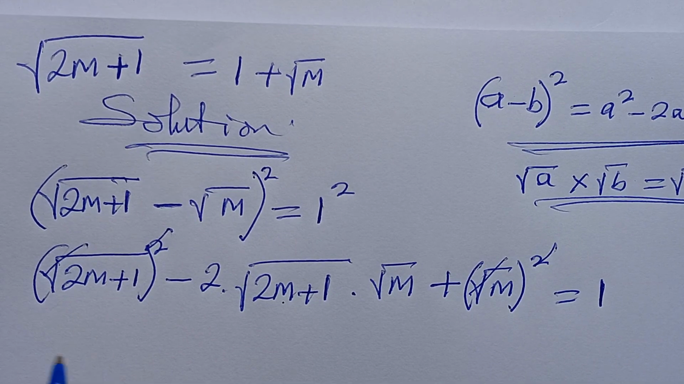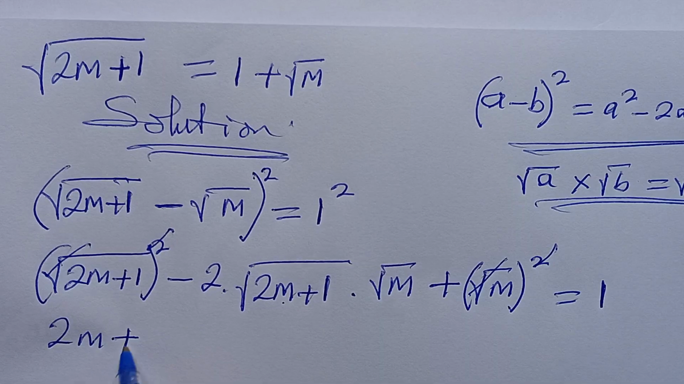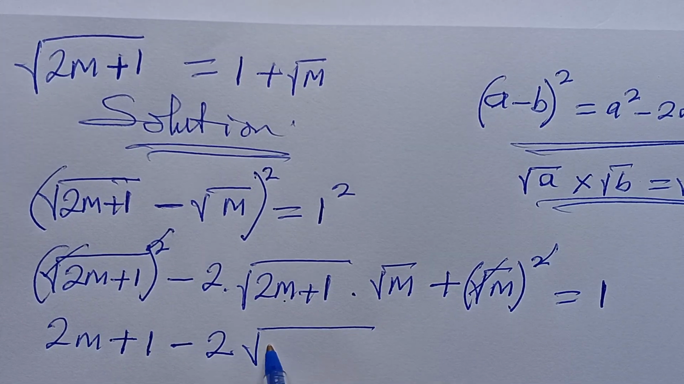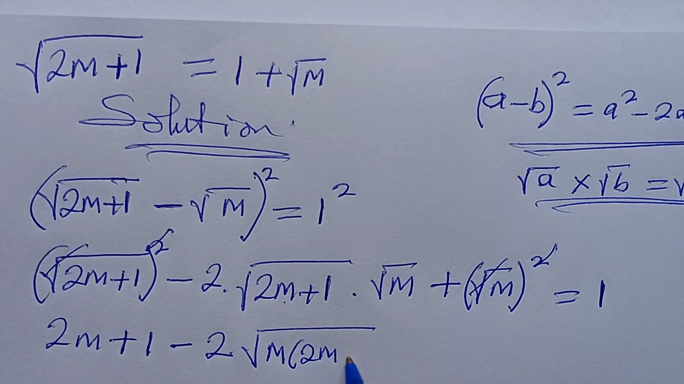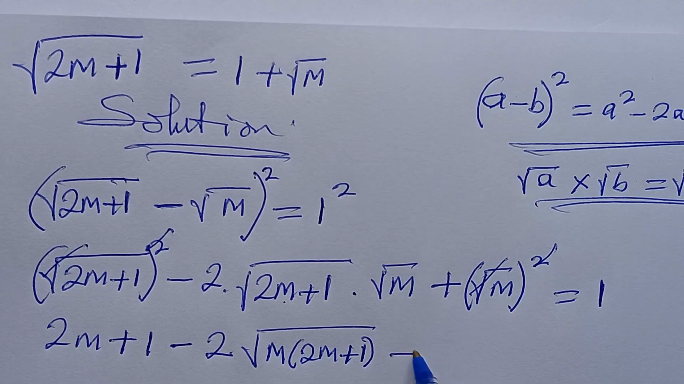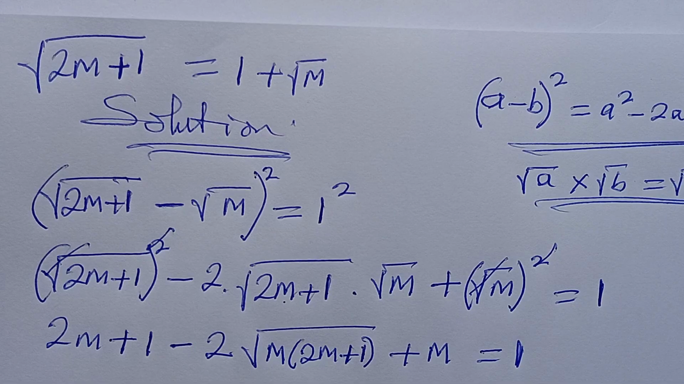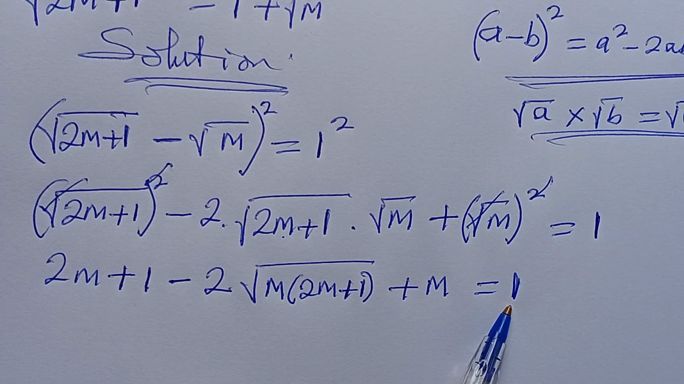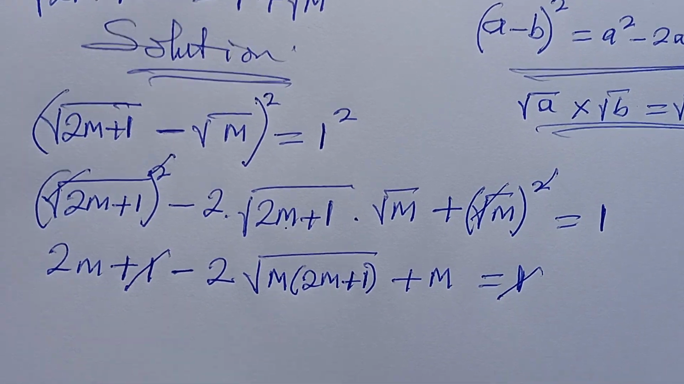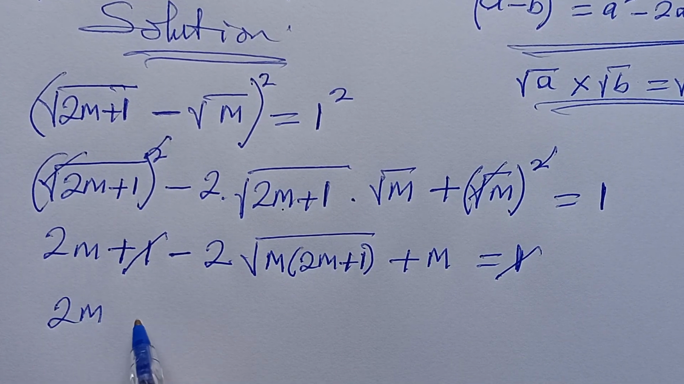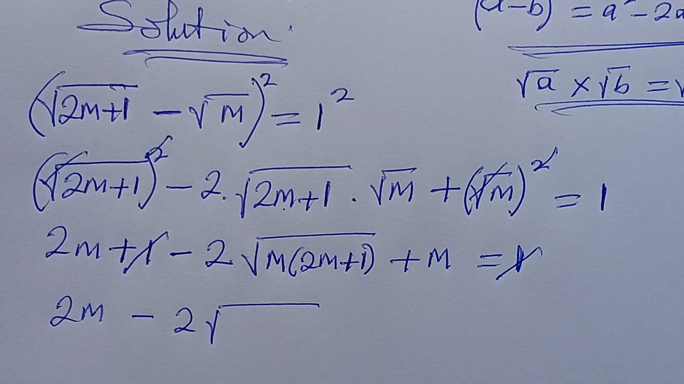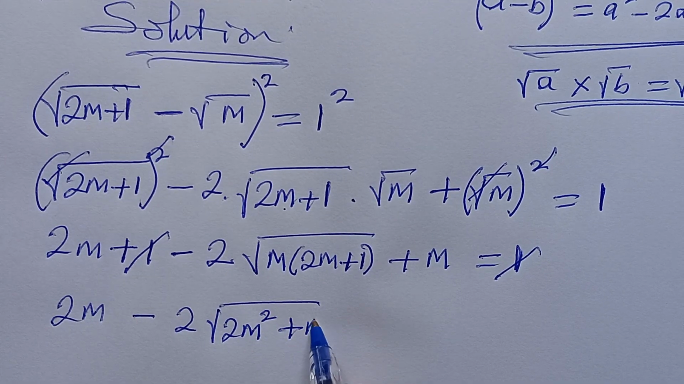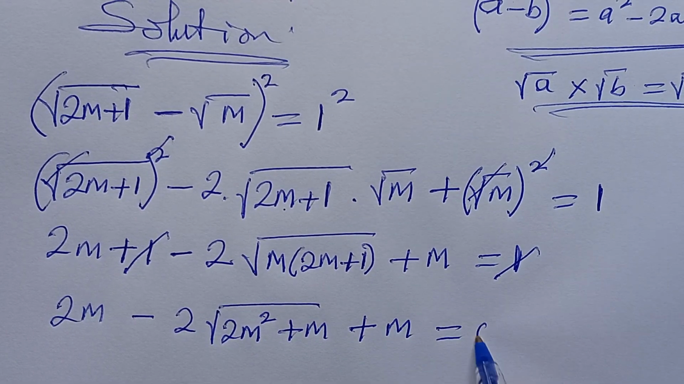Good. And so here we are left with 2m plus our 1, then minus our 2 into the square root of our m bracket 2m plus our 1 close bracket, plus here we are left with m, everything equal to 1. Wow. And so what happened, you discover that we're having positive 1 here and we're having positive 1 on this other side, so two of them will leave the system. Okay, so here we are now left with our 2m, then minus our 2 into the square root of, we use this to open this, we're going to have here 2m to the power of 2, plus our m, plus our m on this side equal to 0.